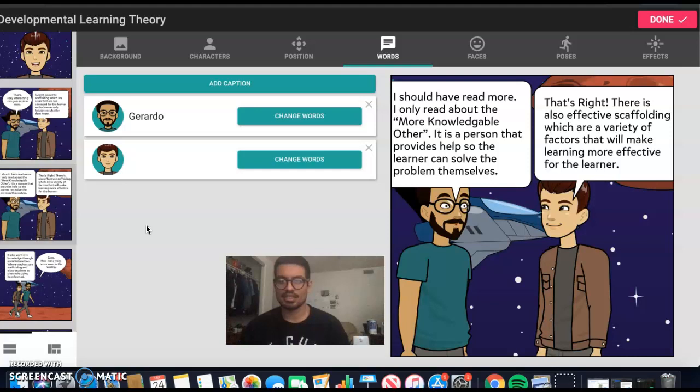Effective scaffolding is basically a variety of factors, like making the task simple enough, demonstrating the task, and maintaining the child's attention during the demonstration in order for them to learn effectively with the least amount of explanation.